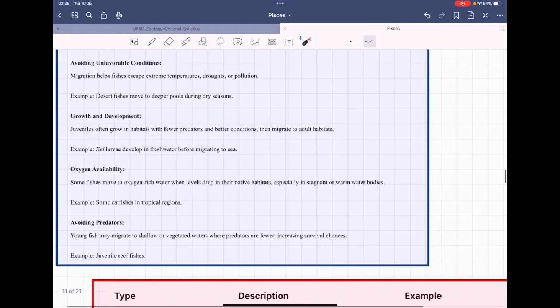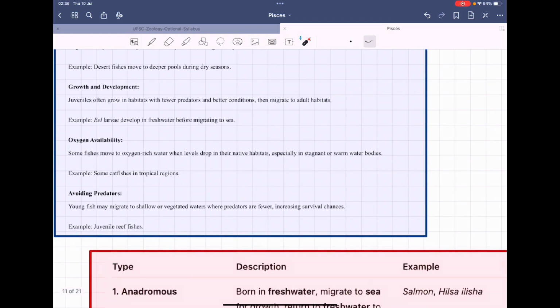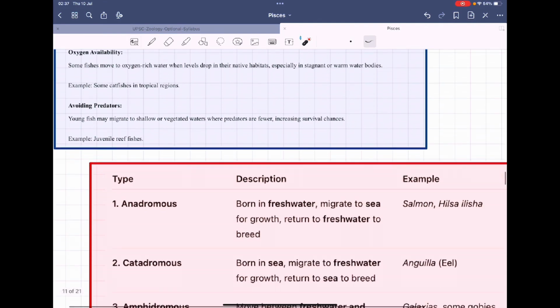Next, they will also move to the areas where there is oxygen availability. There are areas which are not oxygen rich, which are eutrophic. For example, some eutrophic region. So these fishes will move to the oxygen rich areas, and in order to avoid the predators, also to run away from the predators, to save their lives, they will move from one place to another. For example, there are these juvenile reef fishes. They will move in order to avoid the predators.